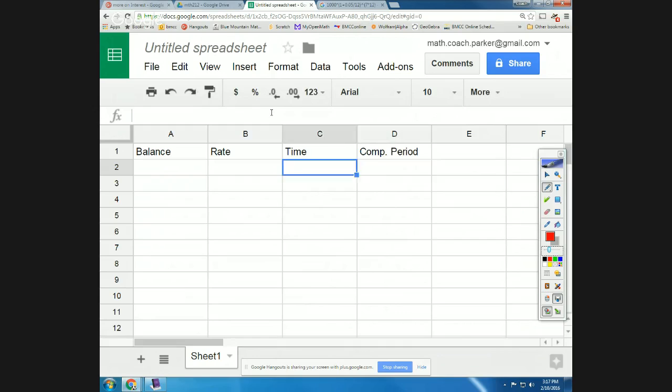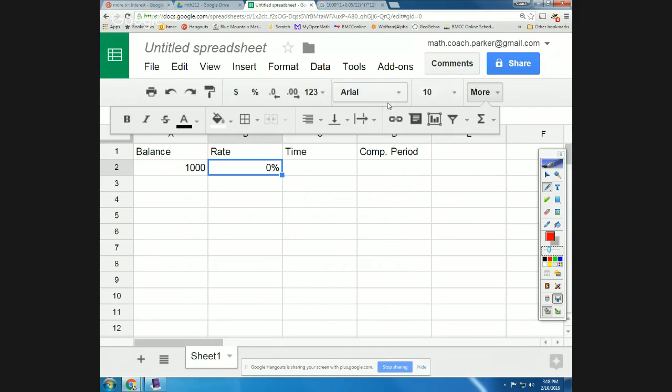So let's say we're starting with $1,000. Rate: on a spreadsheet, I can just type 5% and it'll treat it correctly. Alternatively, if I type 0.05 and hit enter, oh gosh, it put the percentage there for me, that's bad. So fix that.